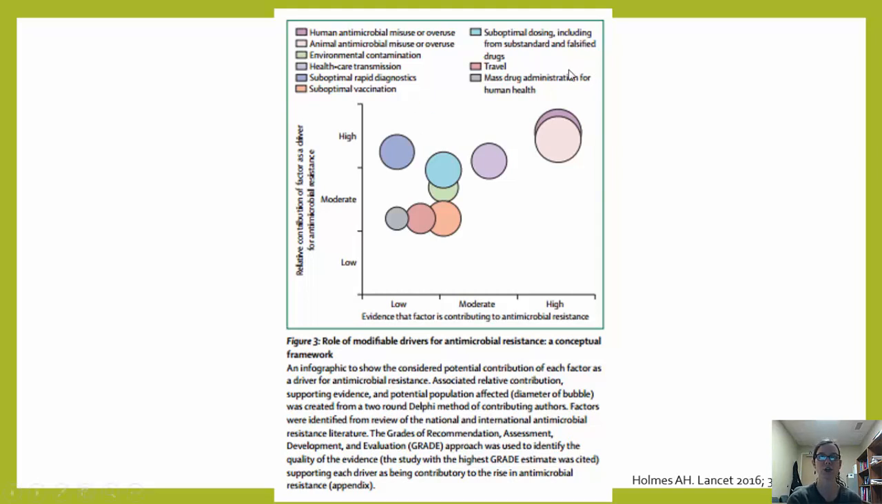So these are the two huge problems. And then you can see there are many other contributors as well. So this is good to know in order to place our topic within context. It is an important contributor, but it's not by any means the only contributor.